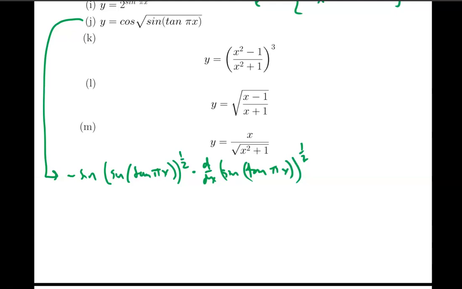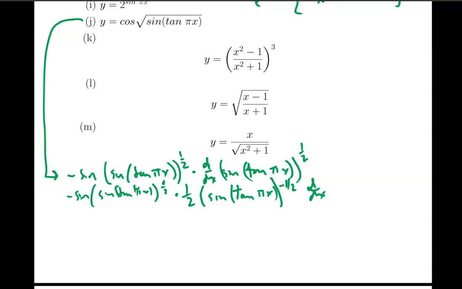So again, I would recommend strongly you only do one step at a time here, otherwise it kind of gets lost. So this gets repeated, so I have minus sine tan pi x to the 1/2. And then the derivative of, well, what's the next thing? It's some stuff to the 1/2. So that's going to be 1/2 the stuff to the minus 1/2 times the derivative of the stuff, which is sine tan pi x. Okay?